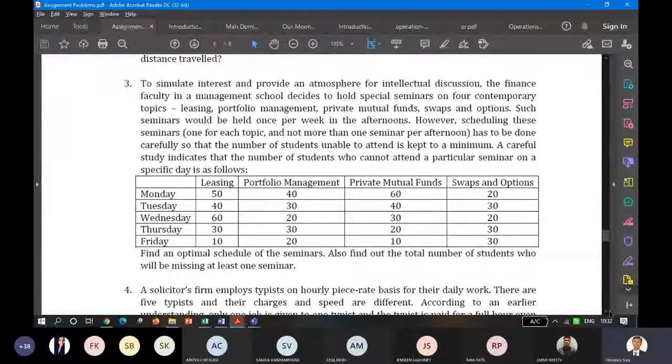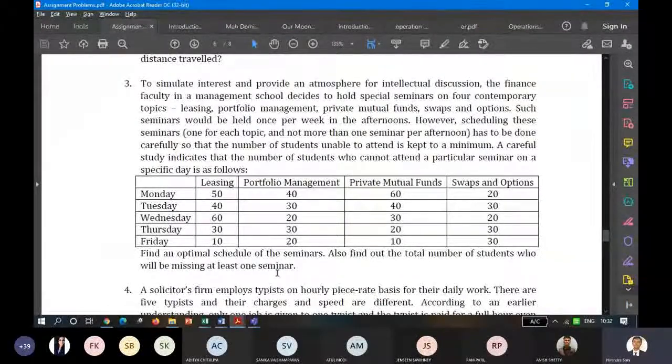When I say number of students unable to attend is kept to a minimum, so that means I want maximum attendance. Okay. A careful study indicates that the number of students who cannot attend a particular seminar on a specific day is as follows. Who cannot attend? आपको ये दिया हुआ है. Find an optimal schedule of the seminar. Also find out the total number of students who will be missing at least one seminar. So now what I want is, anyway, आपको table तो already बना हुआ दिया हुआ है.